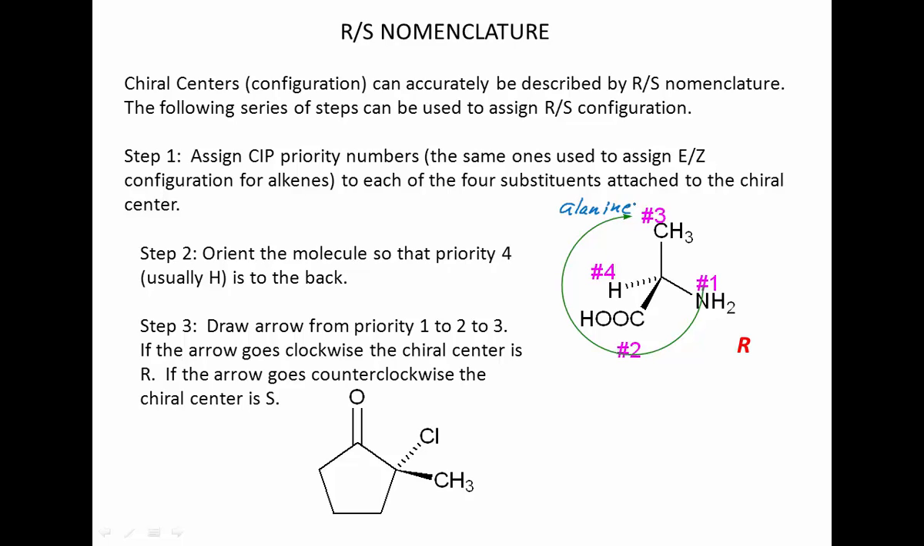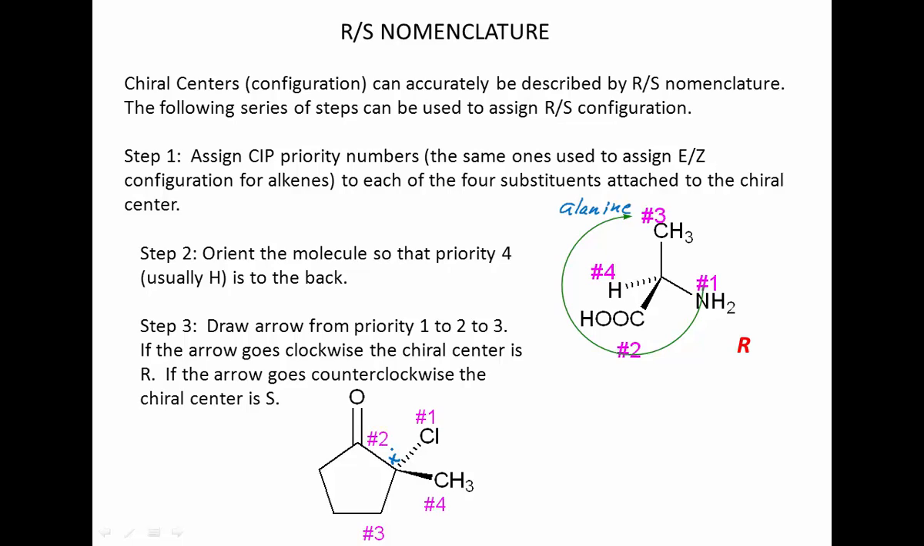Let's now do it for this compound down at the bottom. So here's our chiral center, right here. And chlorine is our highest priority. C double bond O is next. CH2 is after that. CH3 is dead last. Okay? So our priorities are 1, 2, 3, and 4.